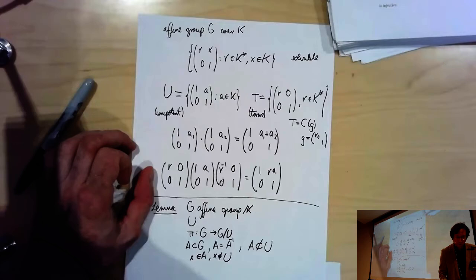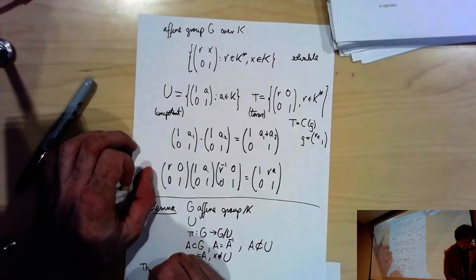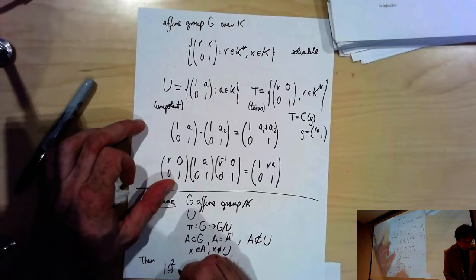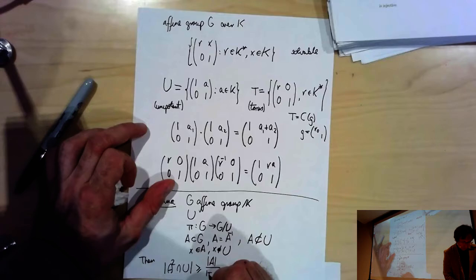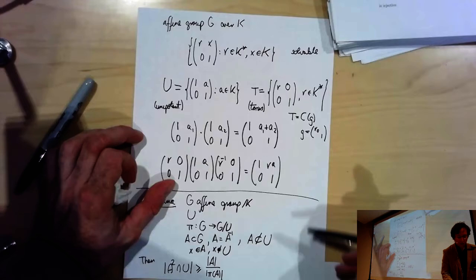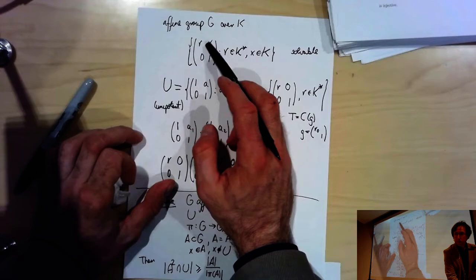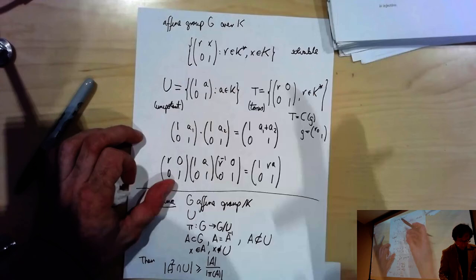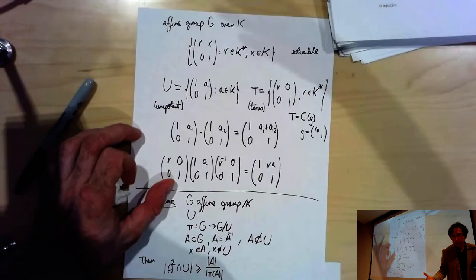Very well. So what do we want to prove? We want to prove that A squared has a large intersection with the unipotents. How large? A divided by the projection of A. So the projection of A is basically the set of things that we get in the upper left corner. Pi of A is the set of upper left corners of A. So I claim that A squared intersection U is at least A divided by the number of upper left corners. It makes sense.